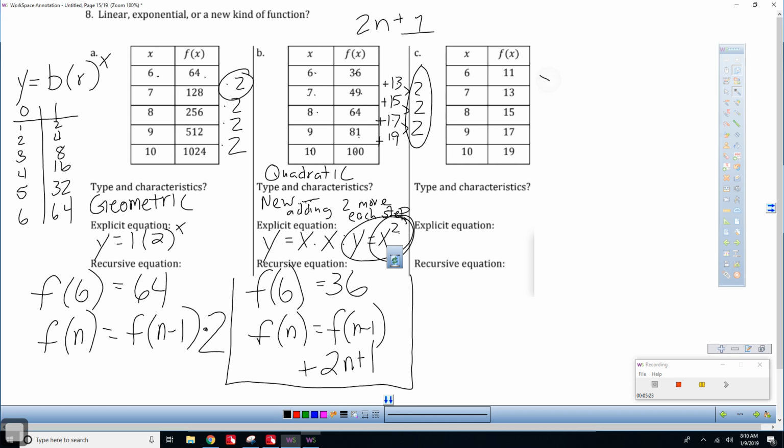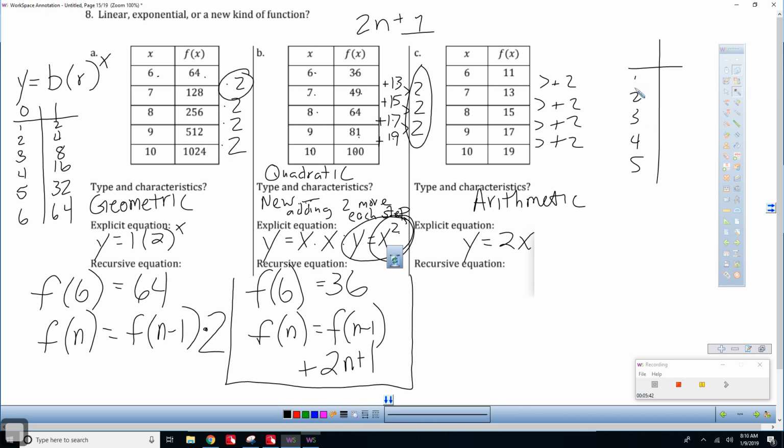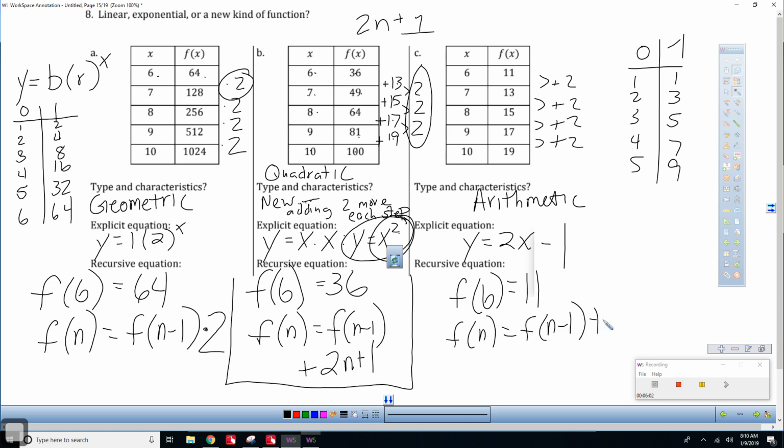All right, let's look at this one. This one's going to be quick. Plus 2, plus 2, plus 2, plus 2. This is arithmetic. The explicit equation is y equals 2x. We've got to find our y-intercept. So 9, 7, 5, 3, 1, negative 1. So it's 2x minus 1. The recursive equation, f of 6 is 11. To find any number, you take the previous number and add 2.